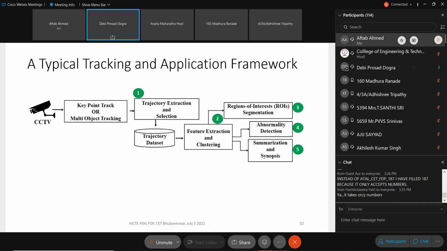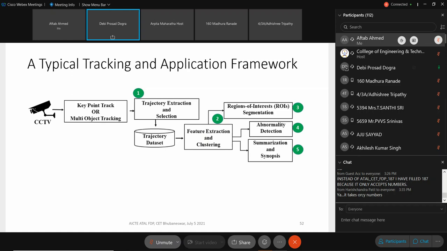A typical object tracking application framework looks like this. In any computer vision or visual surveillance research domain, you'll find that they are mostly doing a similar thing. I have tried to unify it so that you get a better understanding. You have a CCTV camera, which detects key points, or a multi-object tracking where you track multiple objects. You extract the trajectories, create trajectory extraction, and create a database. You may not create a database; you can directly use it, but you can create one also. You extract features from these tracks.